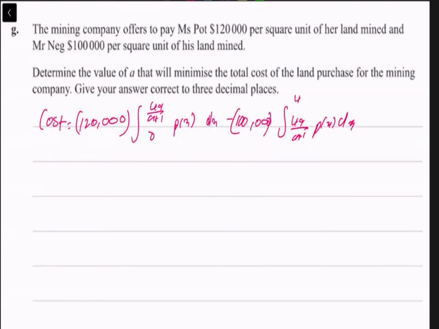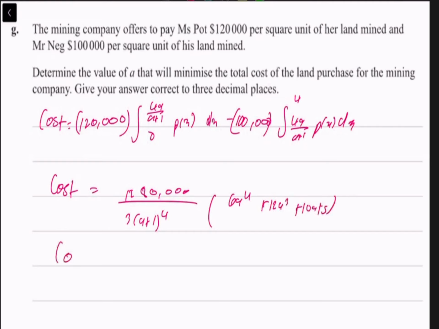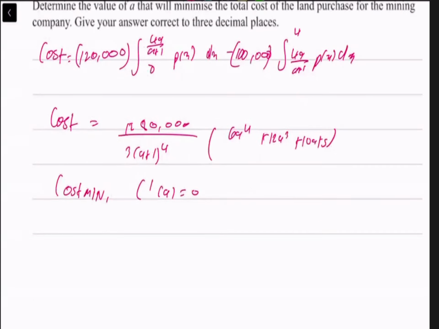Yep, and just do the same thing as before. So you want a function in terms of a. You get some pretty big numbers over here: 3a plus 1 to the power 4, 6a^4 plus 12a^3 plus 10a plus 5. And just find the cost minimum, or you can let C'(a) equal 0. But either way, you get the max is when a is 0.886.